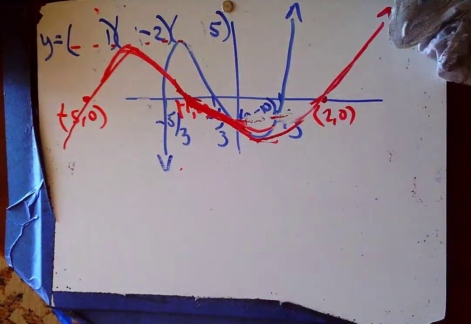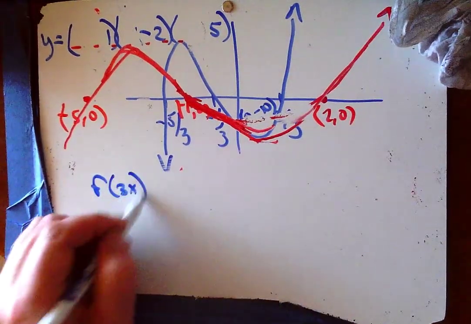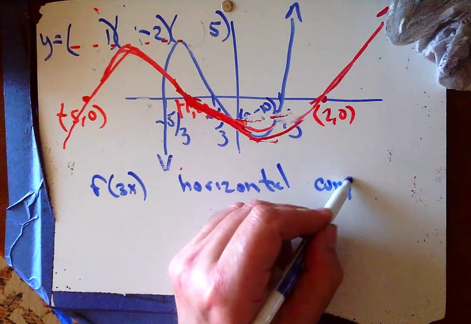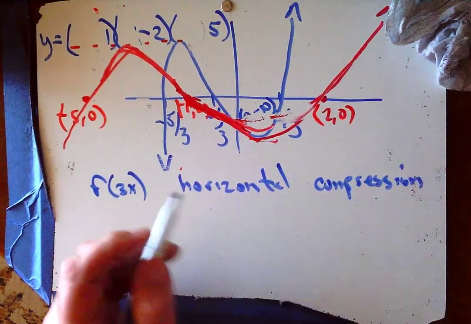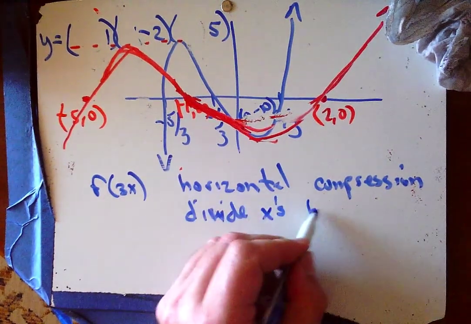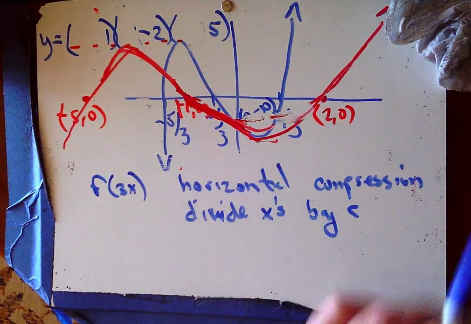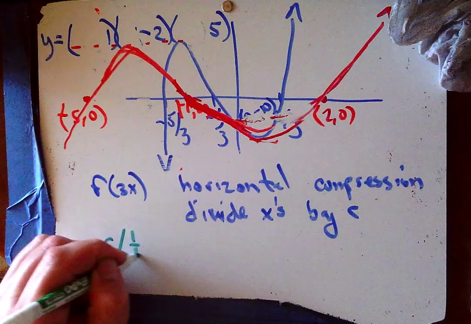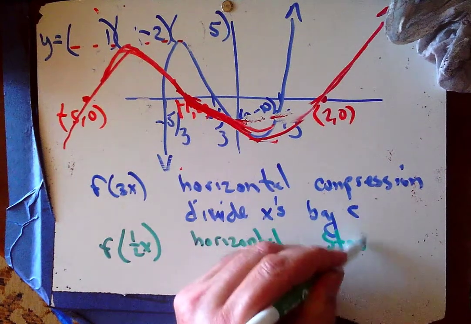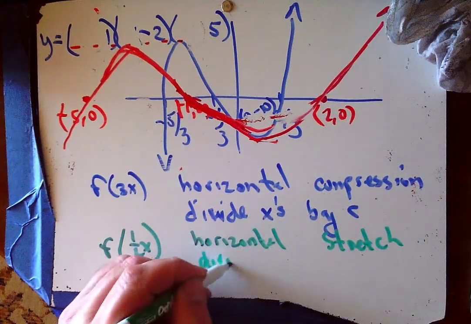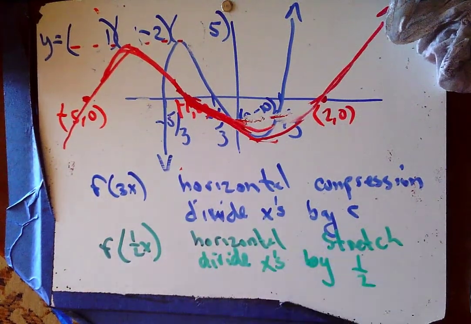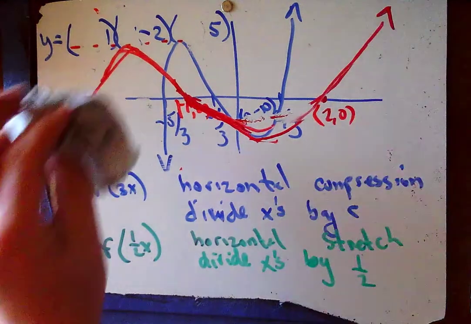And so when I see a number inside the function, f of 3x, I know that's going to be a horizontal compression. And what I'm supposed to do is divide the x's by c. Okay, likewise, if I see f of 1/2 x, that's a horizontal stretch, and I'm going to divide the x's by that c value, 1/2. Okay, so we've got 4 types of transformations now.